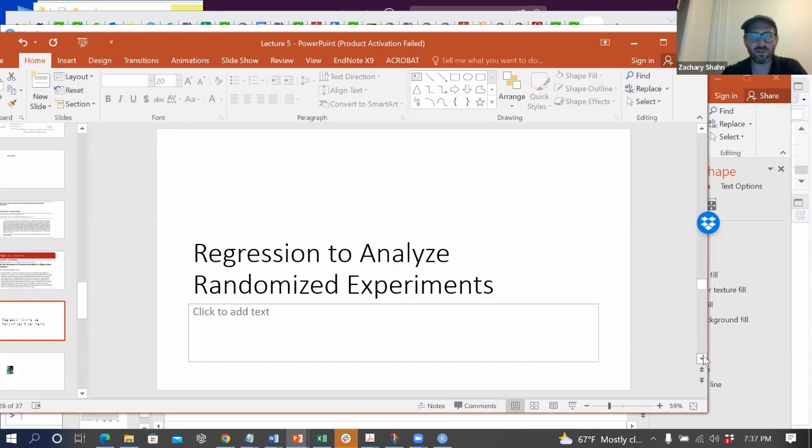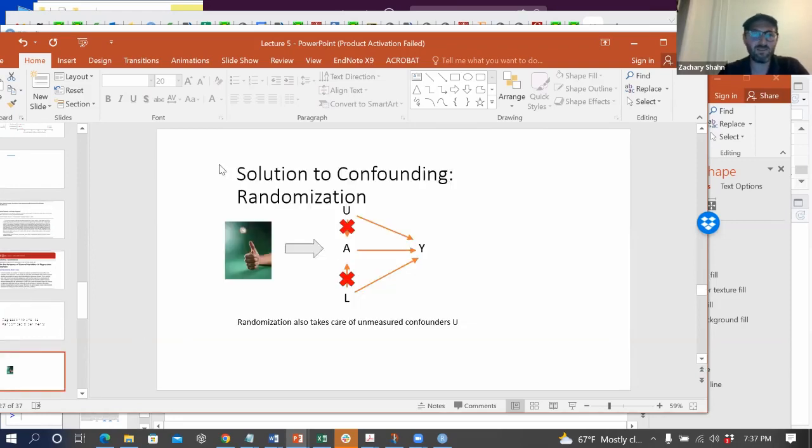Now we're going to switch gears a little bit and talk about regression to analyze randomized experiments. For the whole rest of this class, we were talking about using regression to get rid of confounding, but in randomized experiments, there is no confounding. When you flip a coin, you break any relationship between either measured or unmeasured variables and the treatment. So there can't be any common causes of treatment and outcome or any backdoor paths. Nothing can have an arrow into treatment. So there are no backdoor paths in a randomized experiment.